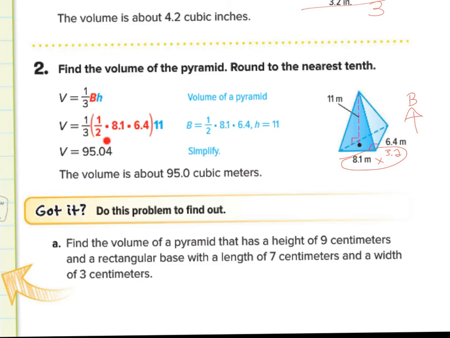So I will multiply the half times the number that's easily divisible by 2, which is 6.4, as I did here. You see? I just cut it in half. Then you will multiply by the height. Once you do that, your volume is 95.04, and that volume is about 95 cubic meters. If you were to round it, right, you can get rid of this 400th because it will not change your tenths.